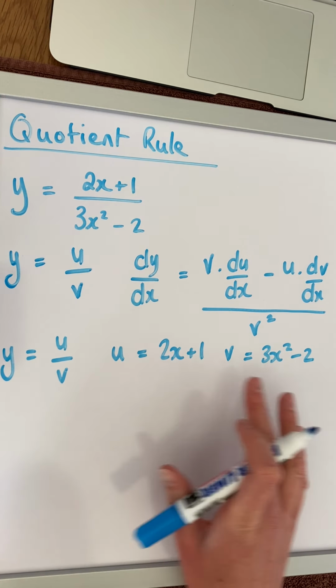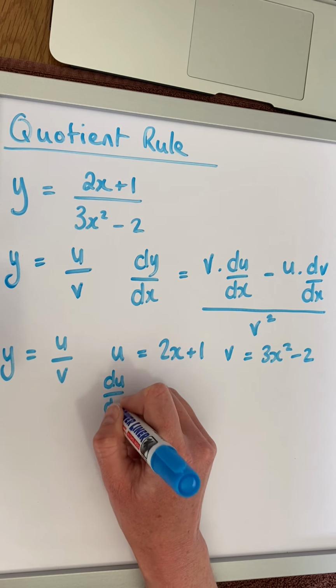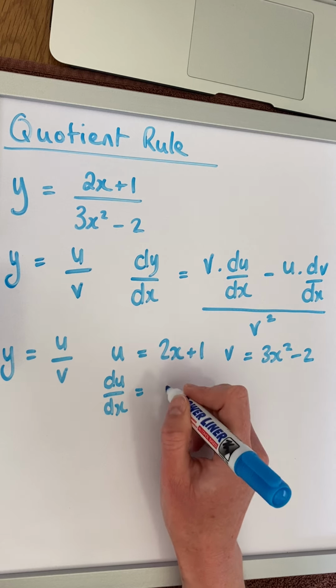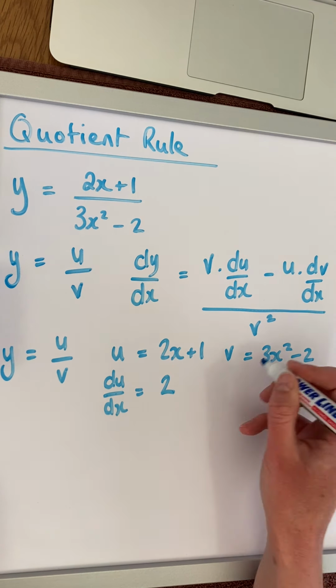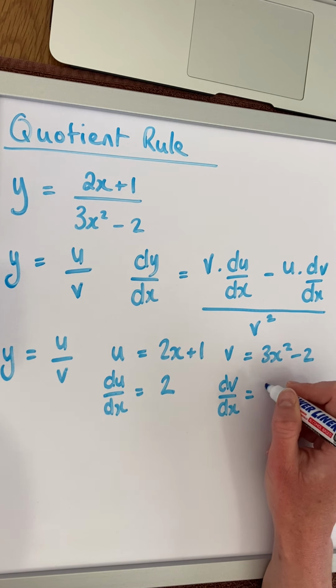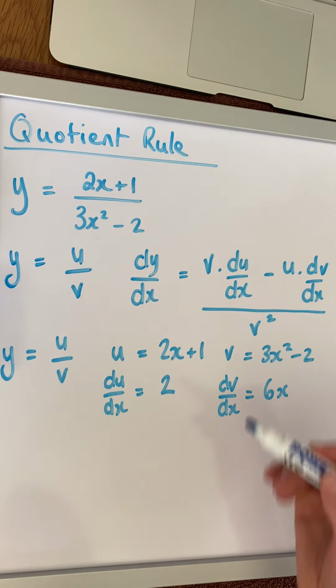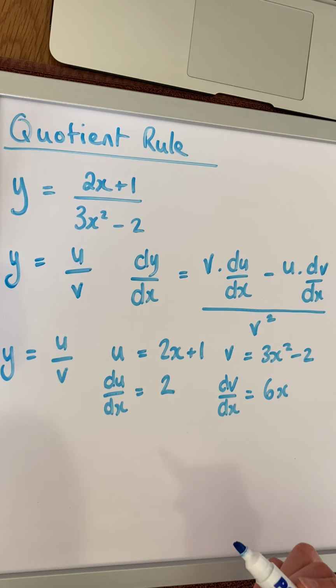Next, we differentiate each function separately. So we find du dx. In this case, du dx is equal to 2 and dv dx is equal to 6x. So remember, apply your basic rule, bring down the power and multiply, reduce the power by 1.